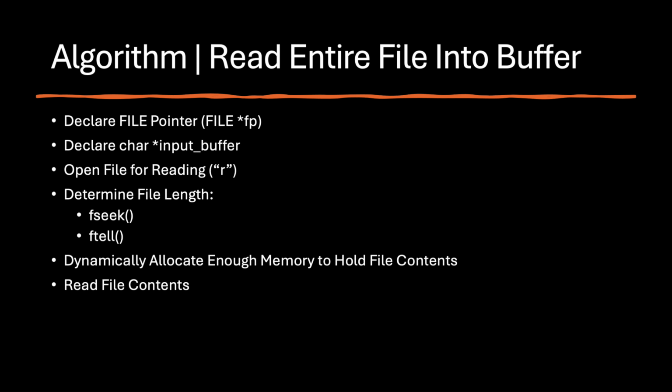Then the next thing you do is, once you know how long your file is, you're going to dynamically allocate enough memory to hold the file contents. And that's where the input buffer comes in. You're going to use the malloc method to dynamically allocate enough buffer space, or an array, essentially, large enough to hold the file contents. And then you're going to read the file contents. So let's get to it.